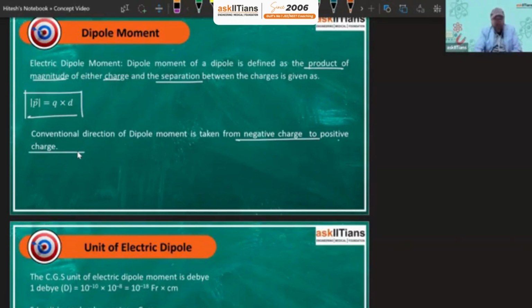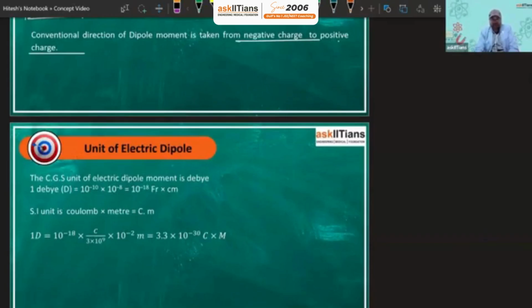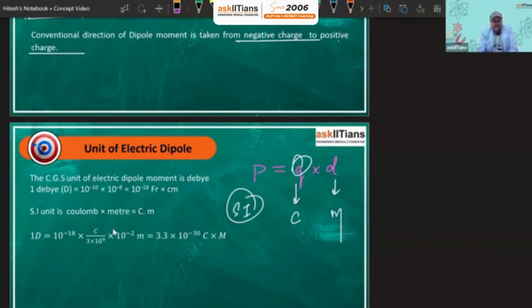Great. Now what is the unit of electric dipole moment? What do you think? As we have seen above, electric dipole moment p, denoted by small p, is charge into the separation d. Charge is represented by which unit in SI? It is in coulombs, and this is distance, length in meters. So the SI unit is coulomb meter.